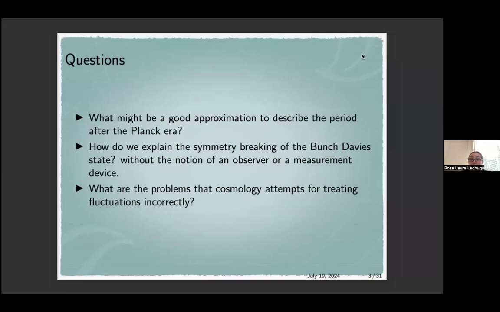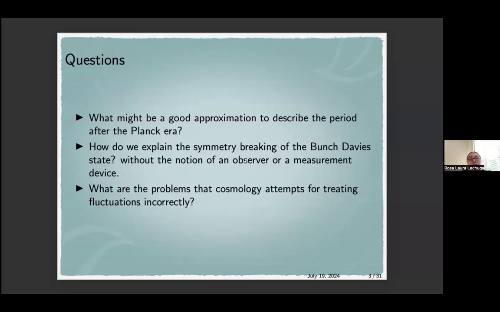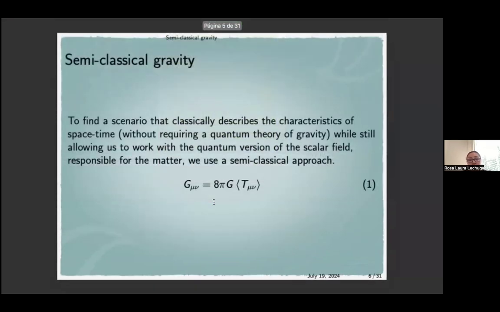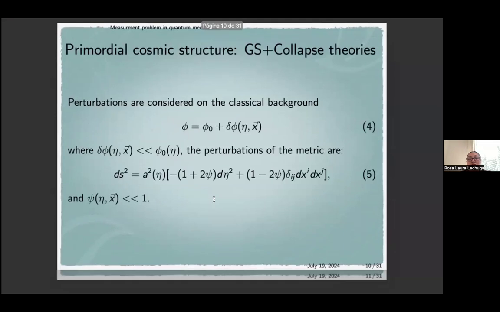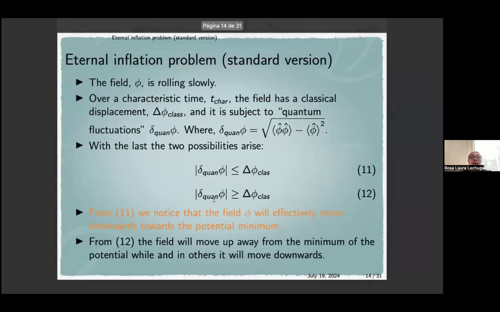But let me now illustrate what could be a problem related to the misconception of the quantum fluctuations in standard cosmology. So I try to describe an open problem in the cosmology community, which is known as the eternal inflation problem. Many of the authors or developers of inflation theory now move to other theories because they claim that the theory has a problem known as the eternal inflation problem. So let me introduce what the eternal inflation problem is, what we understood in the standard version, and then we try to analyze it with the elements that I showed you previously.